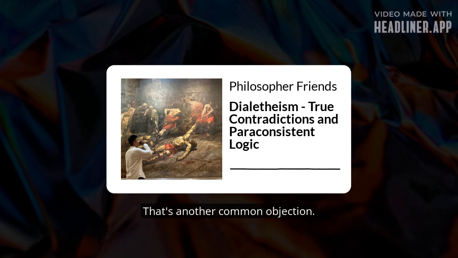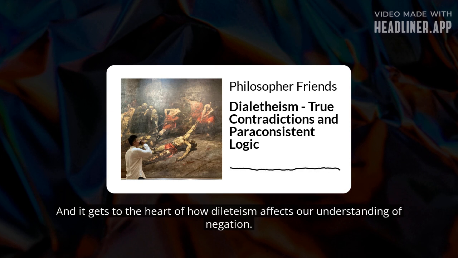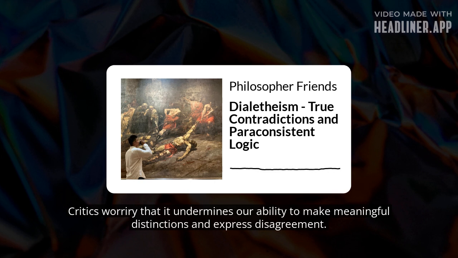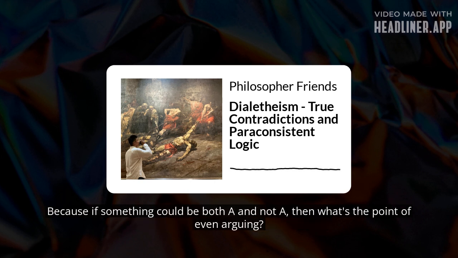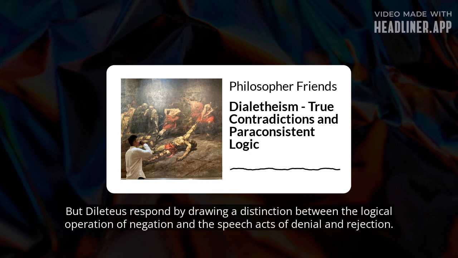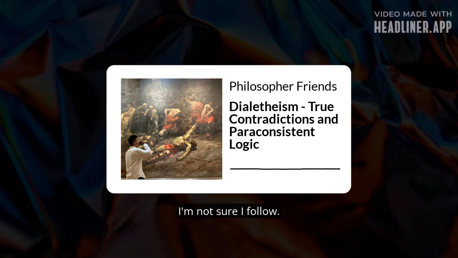That's another common objection, and it gets to the heart of how dialetheism affects our understanding of negation. Critics worry that it undermines our ability to make meaningful distinctions and express disagreement. Because if something can be both A and not A, then what's the point of even arguing? Right, but dialetheists respond by drawing a distinction between the logical operation of negation and the speech acts of denial and rejection. I'm not sure I follow. Can you unpack that a bit?